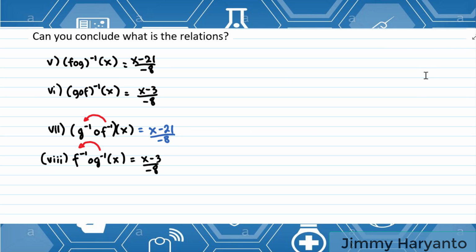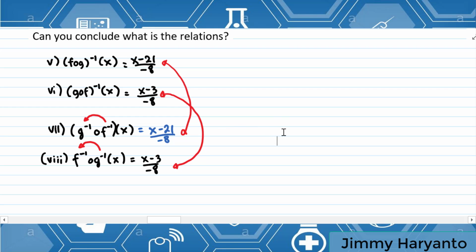Okay, can you conclude what is the relation between our answer, the 5th, the 6th, the 7th, and the 8th? Yes, the answer ada yang sama, ya, x minus 21 over negative 8, sama yang ini tuh sama. Nah, yang ini sama yang ini sama. Okay, from this conclusion we can form a relation between f of G inverse and G inverse of f inverse x.